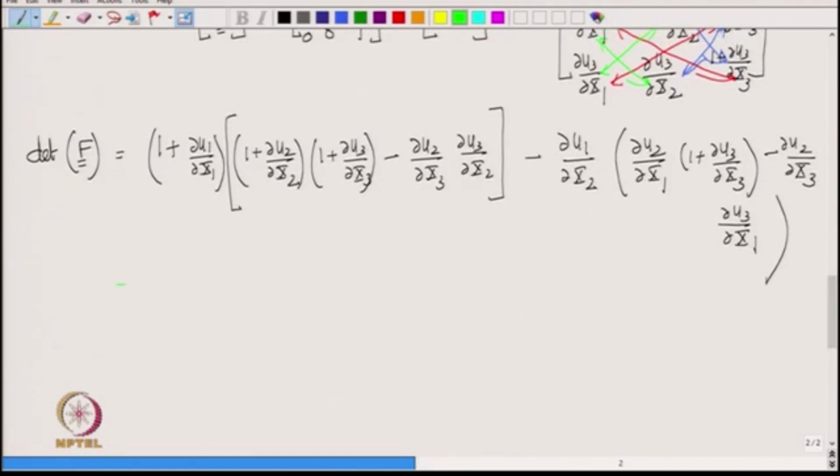So, finally, when you work everything out, what you will get is it is equal to 1 plus del u 1 by del x 1 plus del u 2 by del x 2 plus del u 3 by del x 3 plus the quadratic combinations or the higher order combinations of the displacement gradient. So, I will write here they are higher order terms, because what we get here is the quadratic and higher order combinations.